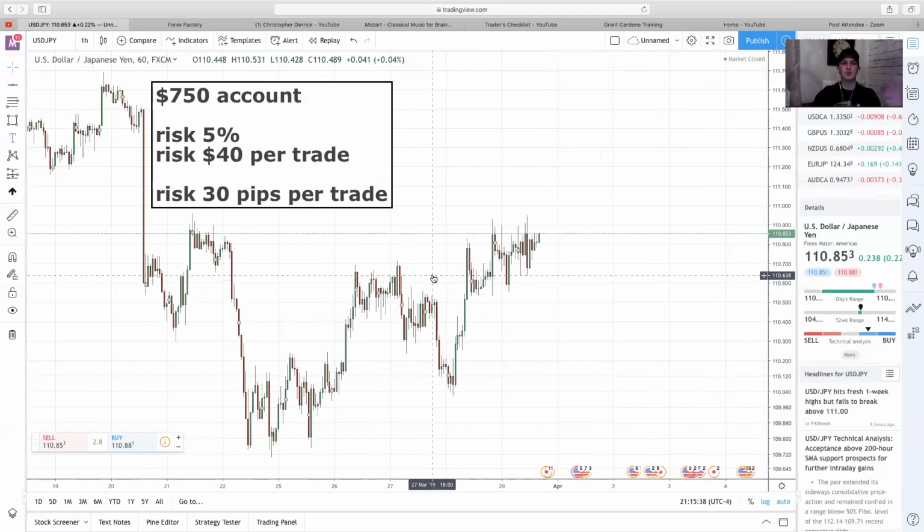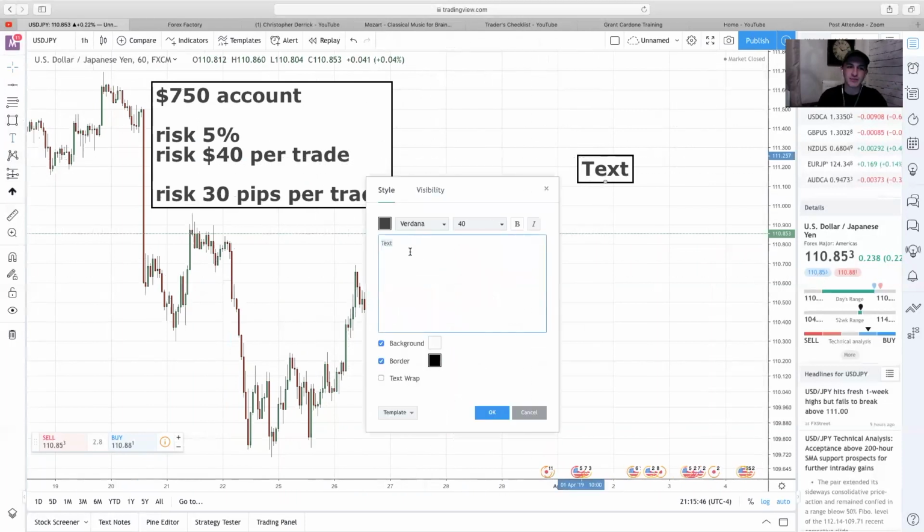So we have our three things. We have our account balance. We have our risk, how much, and then how many pips we're risking per trade. Okay. So now the question is, what is our lot size? So this is very easy to figure out. All right. So let's start with the smallest lot size, 0.01. Right. We're risking how much? 30 pips. All right. So what is that equivalent to? We're risking 30 pips. That's equivalent to $3.